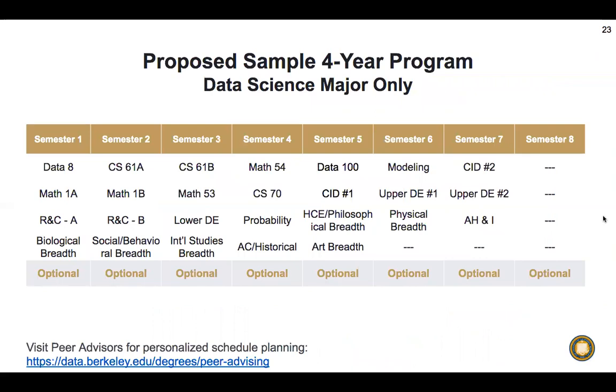Okay, hi. So this is our first proposed sample 4-year plan. This is for data science only. So in the first 4 semesters, the first 2 years, you'd only be taking lower division classes. And then the last 4 semesters, you'd be taking your upper division classes. You can see this schedule is a little bit cramped, and we included the breadth classes.